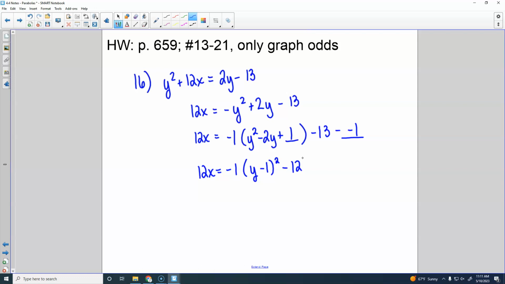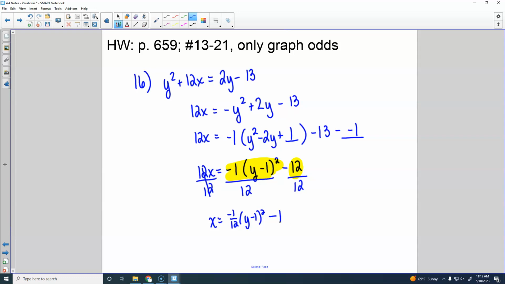Okay, everybody okay here? Then you can divide by 12. So you've got to divide each term by 12. All of this stuff right here is a term because it's all multiplied together, and the 12 is a term, right? So we're going to divide by 12. We'll divide this by 12, and we'll divide this by 12. So what happens for this is we'll have negative 1/12 times (y minus 1) squared minus 1.